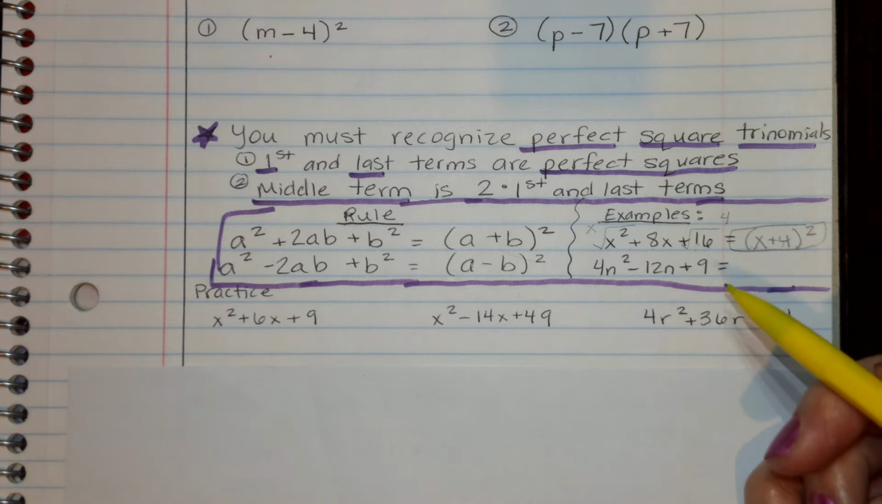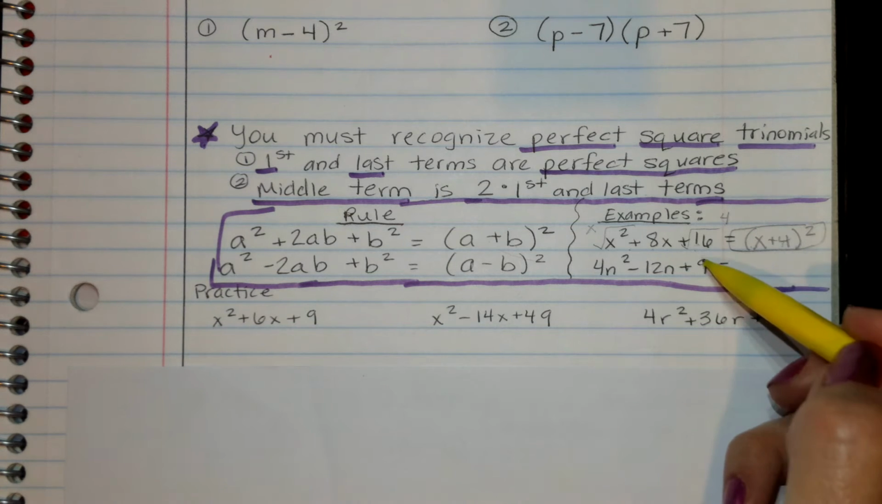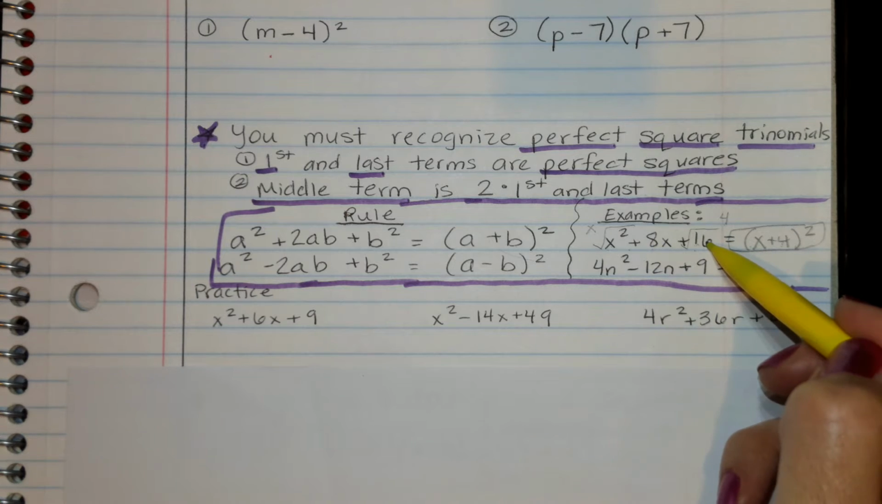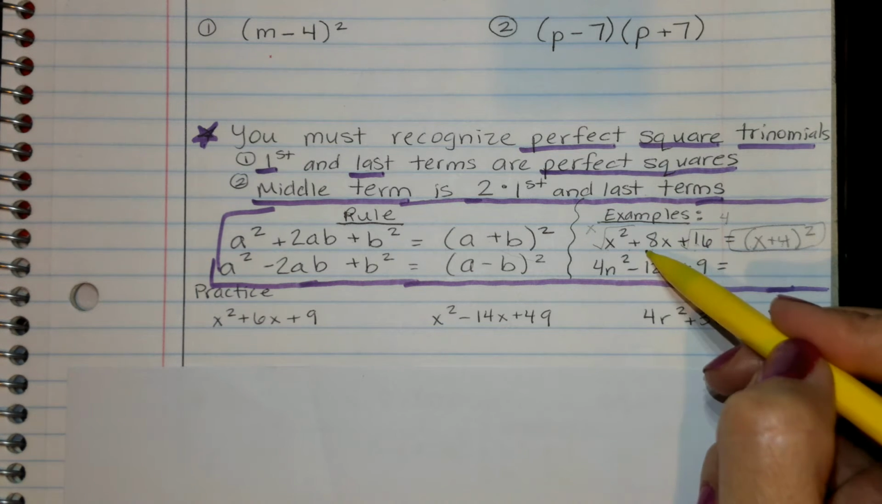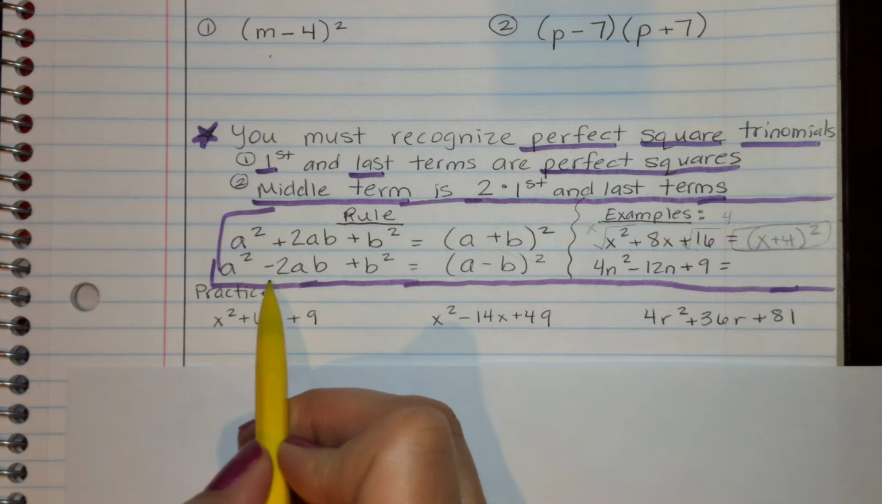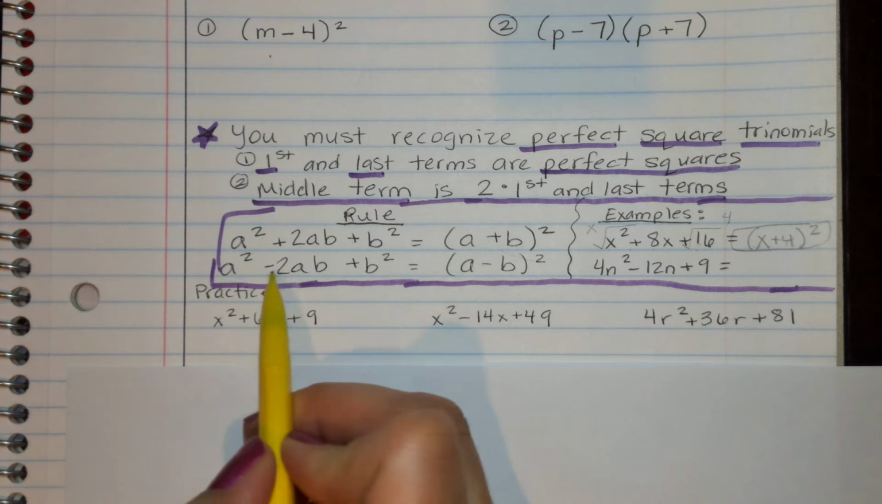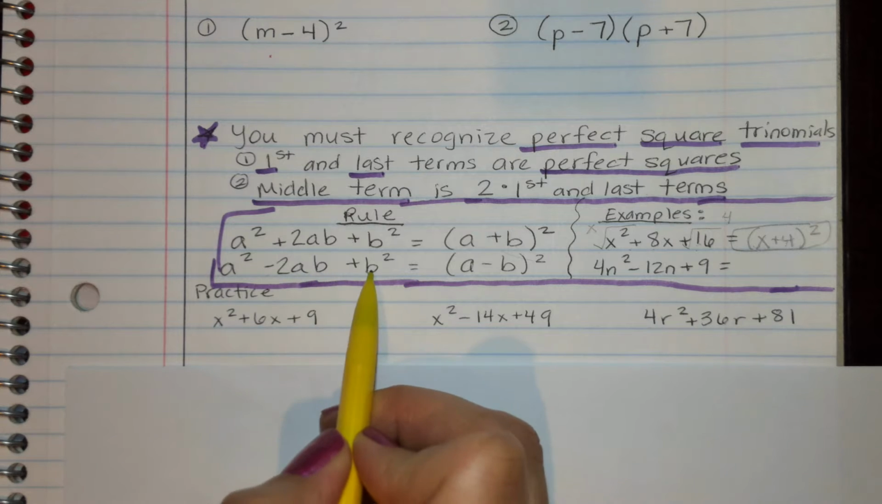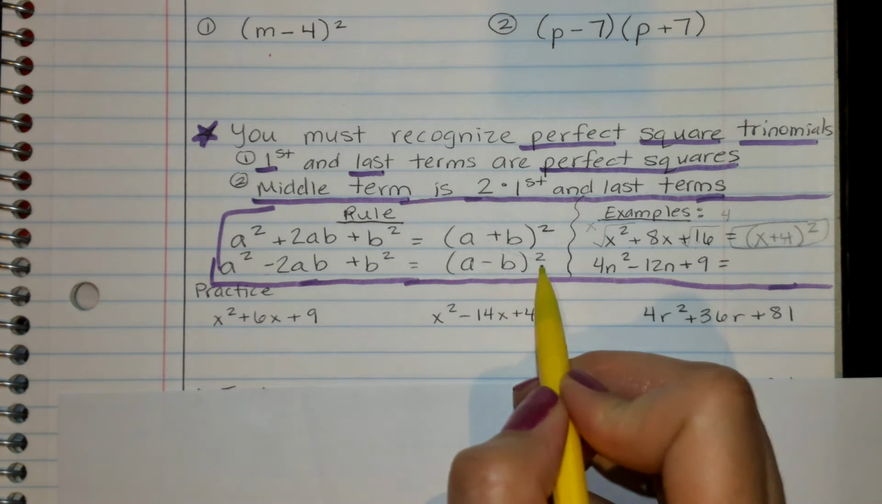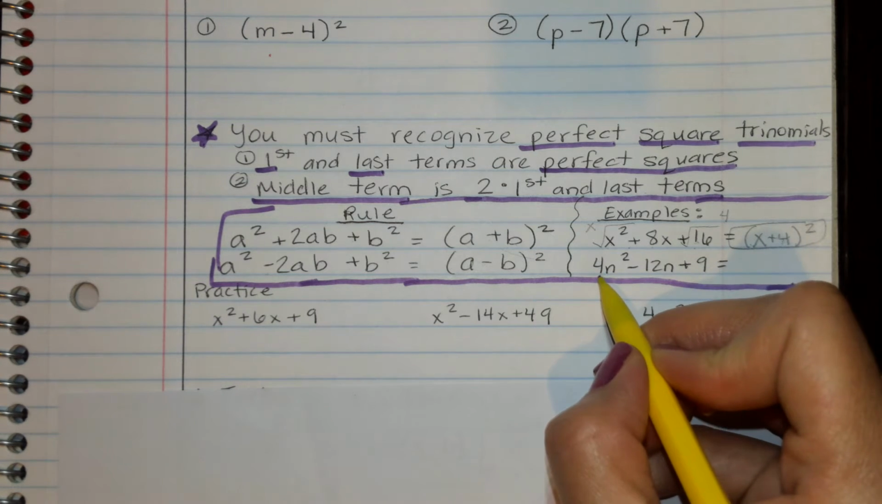You could still factor like how we learned last week, where you think what times what is 16 that adds to give 8? Well, 4 times 4 is 16 and it adds to give 8. Right? The other kind might have a minus in the middle term, a squared minus 2ab plus b squared. The only difference is when it factors, you have a minus b squared. So here is an example.